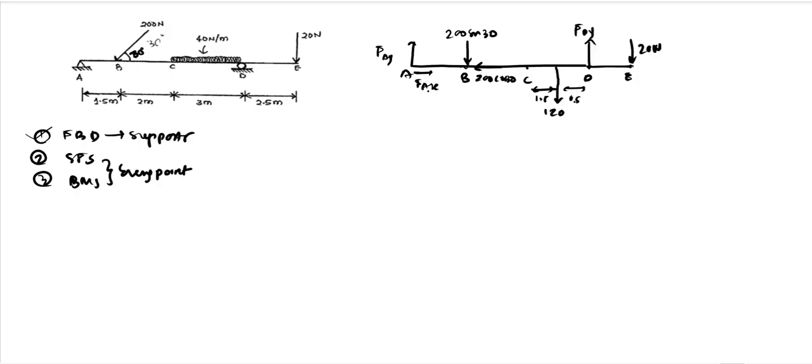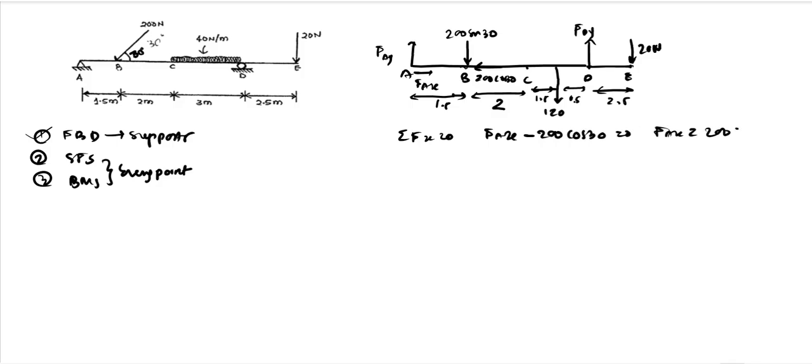Calculate for the reactions. Between A to B we have a distance of 1.5 meters. So let us just write the distances first. We have 1.5. B to C we have 2 meters, and D to E we have 2.5. So we have a horizontal equilibrium, which is a summation of FX is 0. For that we have FAX minus 200 cos 30 is 0. So FAX comes out to be 200 cos 30.